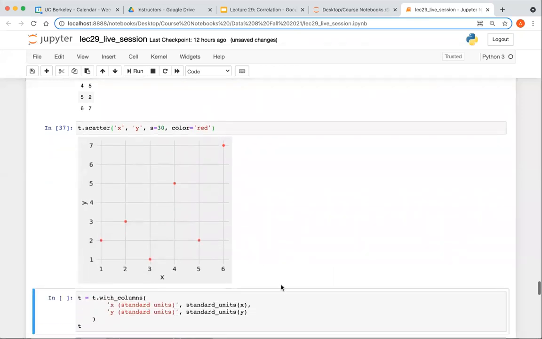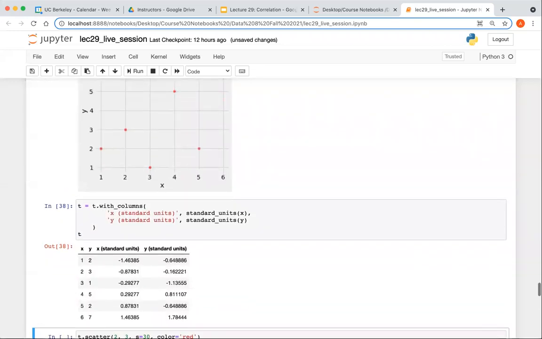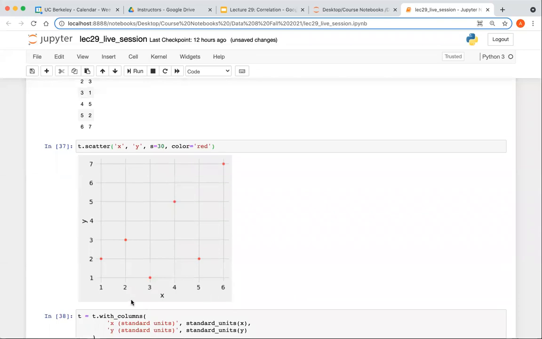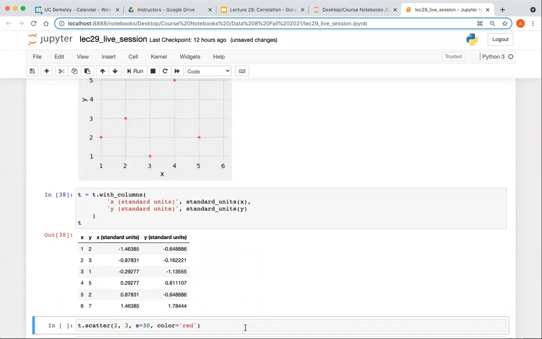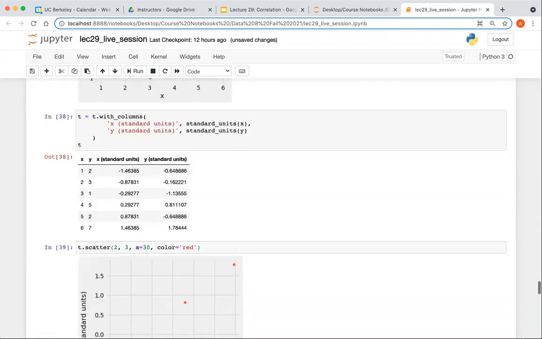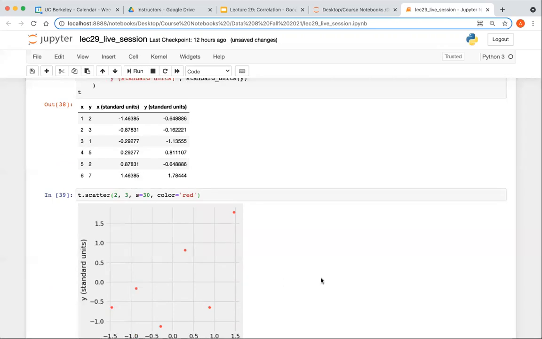So the first thing we're going to do is convert everything to standard units, because it's not so much what numbers are along here that matters. So we are going to work in standard units. And if I draw the picture in standard units, you get exactly the same picture. It's just the numbers are different.